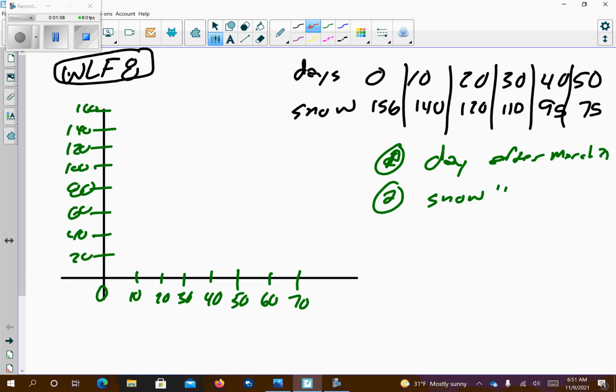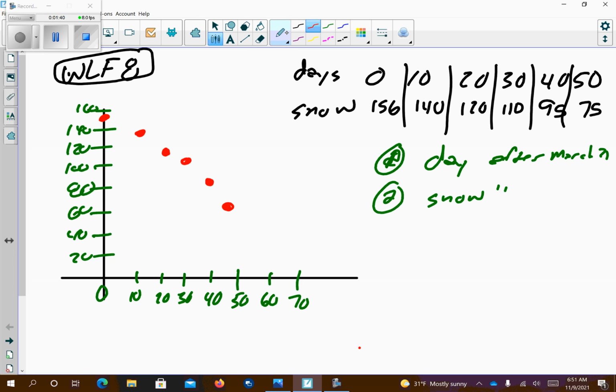So let's go ahead and plot our points. So 0, 156, kind of guesstimated in there. 10 is 140. 20 is 120. 30 is 110. 40 is 95. 50 is 75. So definitely a downward direction. So plot the points. We have that. That's number 3.